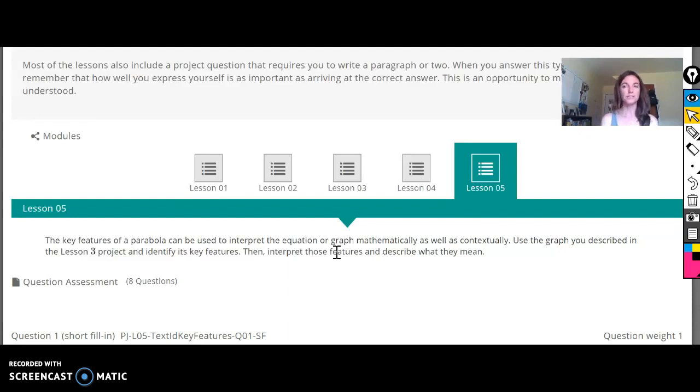So this Lesson 5 is talking about end behavior of parabolas, and it's got some really good information for us. Let's go ahead and read through the directions and then we'll move on to question 1. The key features of a parabola can be used to interpret the equation or graph mathematically as well as contextually. Use the graph you described in lesson 3 and identify its key features. Then interpret those features and describe what they mean.